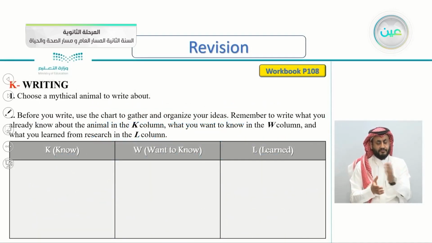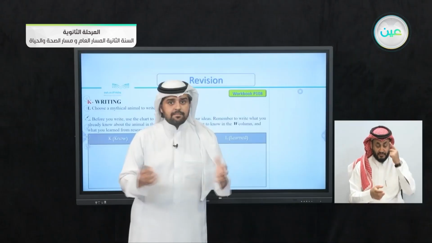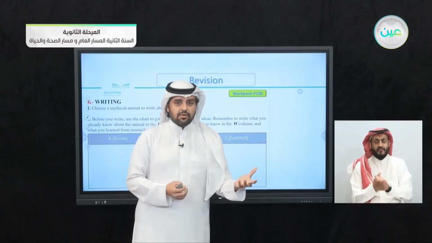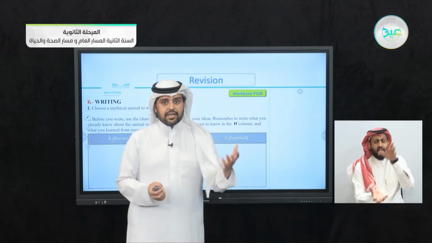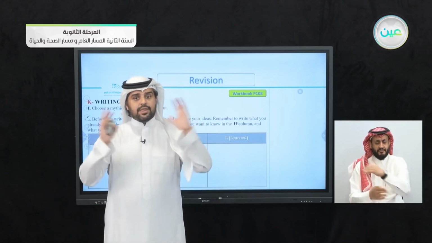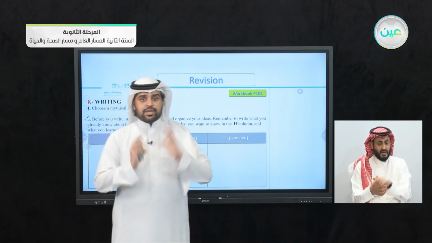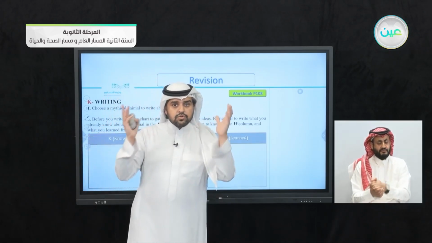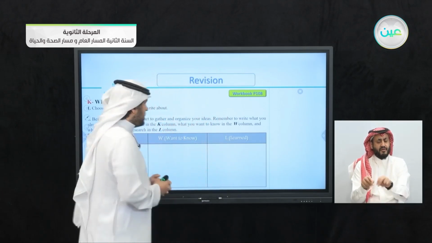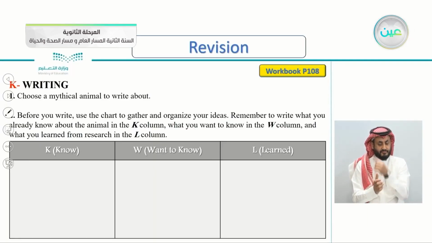Going to exercise K here, writing. From the name itself, you'll be writing here. Page 108. Choose a mythical animal to write about. If you remember mythical animals, like the Loch Ness monster, or the Hydra, the dragon, the Sphinx, or the Bigfoot, or any other mythical creature or mythical animal. So choose any mythical animal or mythical creature to write about.